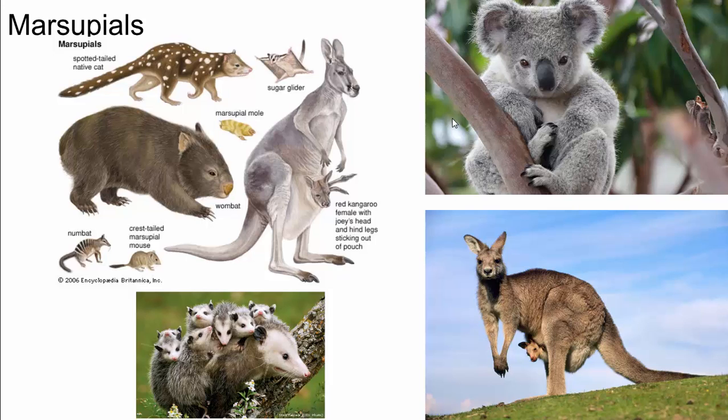Kangaroo, koala. These are opossums, wombats, and there's others. So they, like we said, give birth to very immature young, which finish the development in the pouch as they nurse.